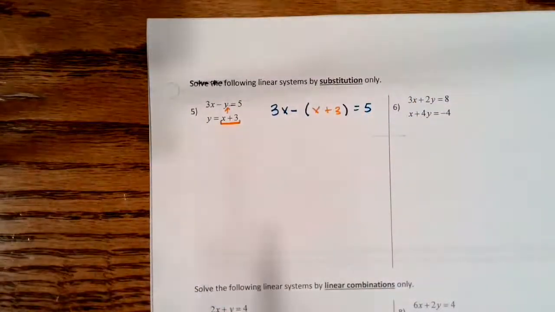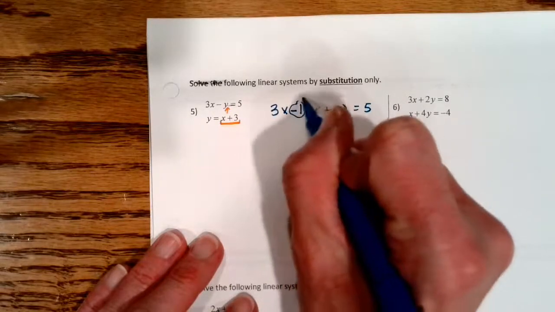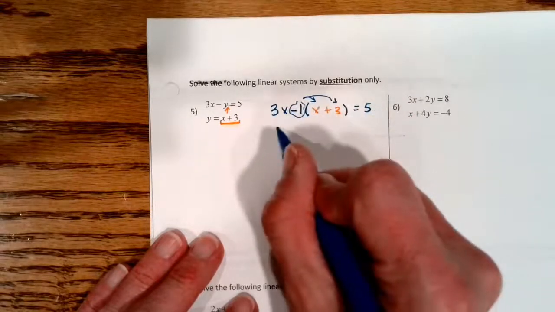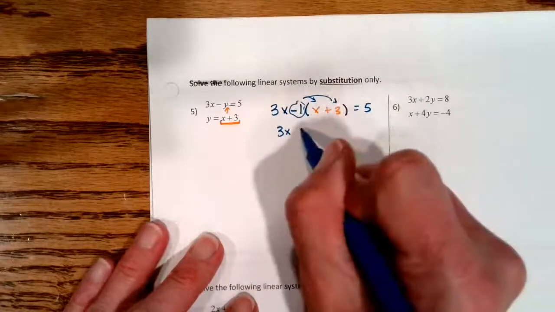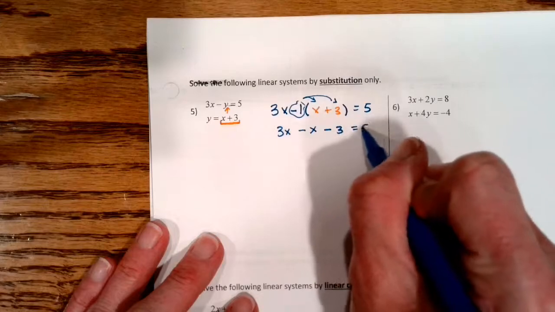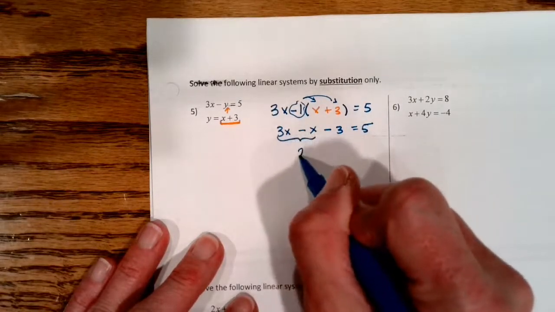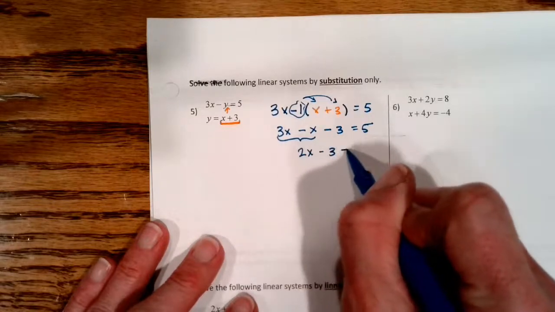Now be careful here. It's subtraction, so this is like a negative 1 that I have to remember to distribute. So my next line is going to be 3x minus 3 is equal to 5. Watch those negatives. 3x and x make 2x minus 3 is equal to 5.